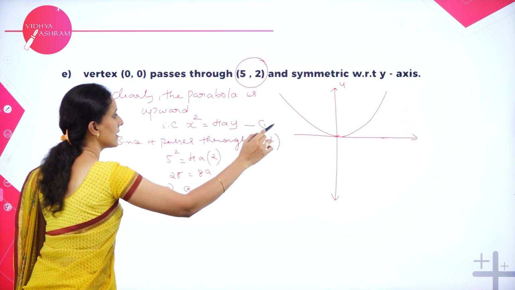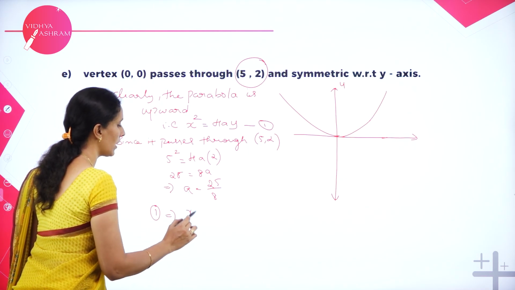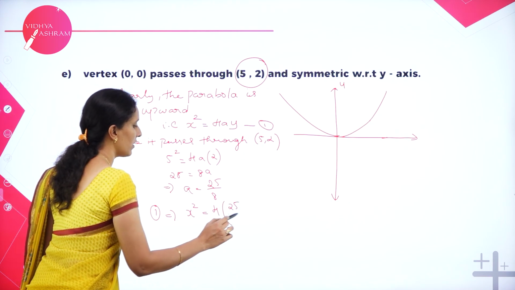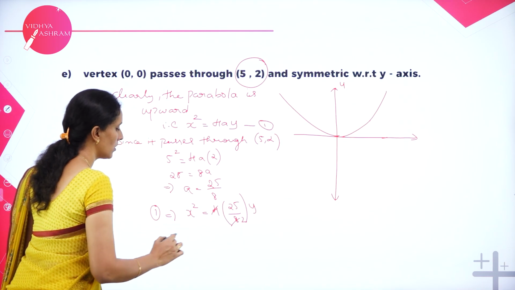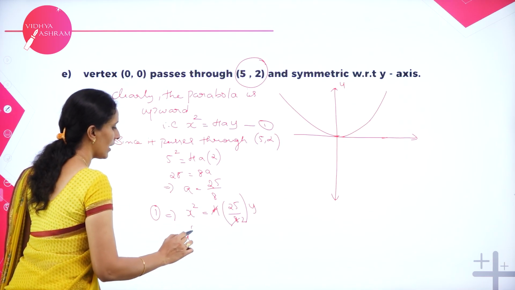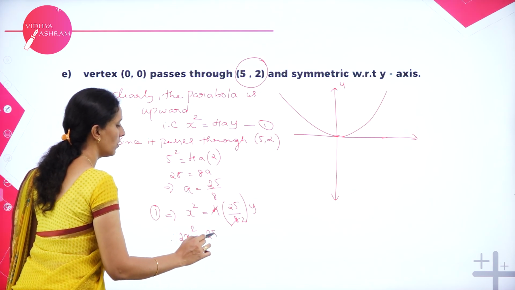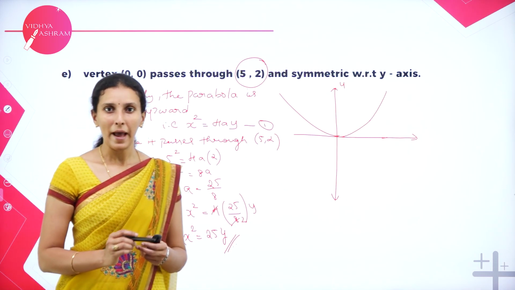So let us take this as equation 1. So from equation 1, substituting the value of a, we get x square is equal to 4 into a, which is 25 by 8, y. So cancelling 2's, therefore the equation is, when you multiply with 2, it becomes 2x square is equal to 25y. So this is the required equation of the parabola.